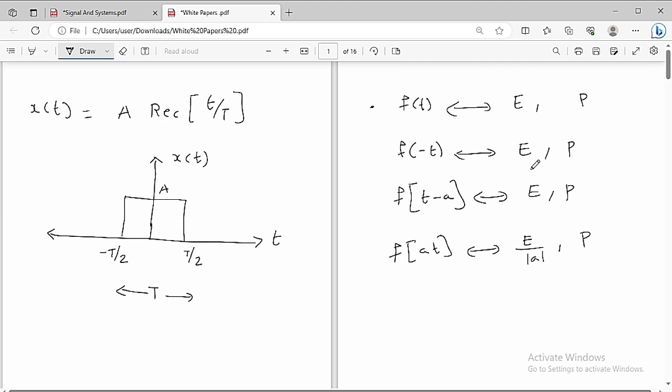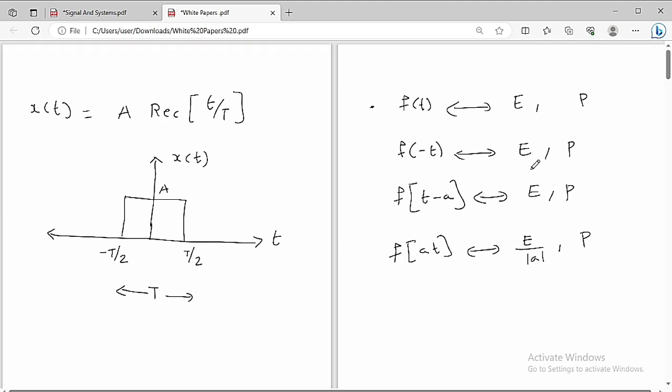Therefore, the energy of the signal is not affected by time reversal as well as time shifting, while it is affected by time scaling. Whereas the power of a signal is not affected by time reversal, time shifting, or time scaling.